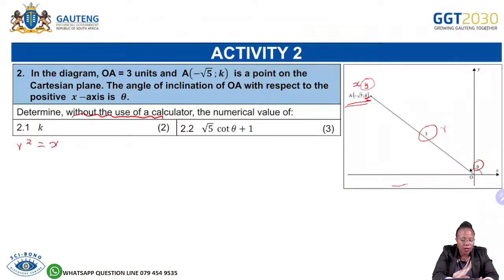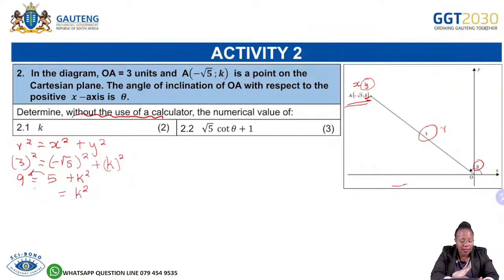R squared is equal to x squared plus y squared. Then we substitute: r is 3 squared, x is minus square root 5 squared, and y is k squared. 3 squared is 9, minus square root 5 squared is 5, plus k squared. Then we transpose 5 to the left-hand side, it will be 9 minus 5, which is 4. Therefore k will be plus or minus the square root of 4, which is plus or minus 2.